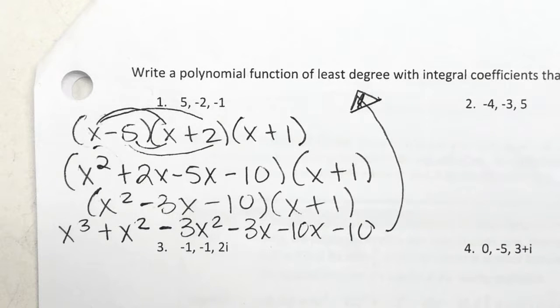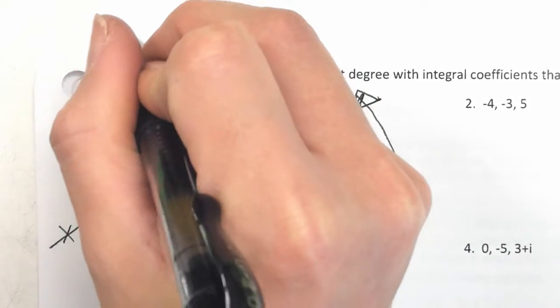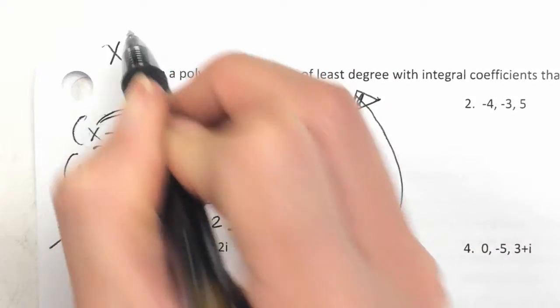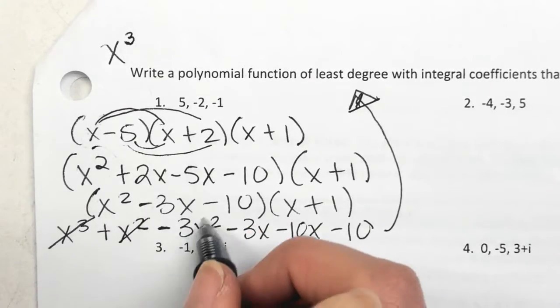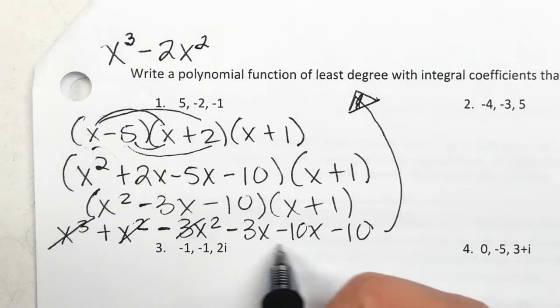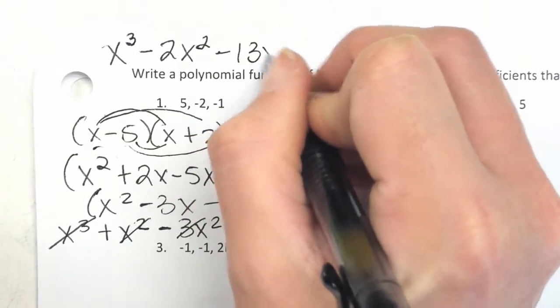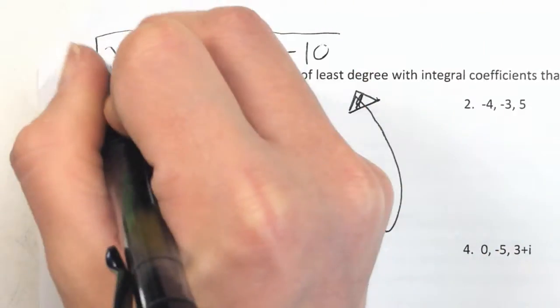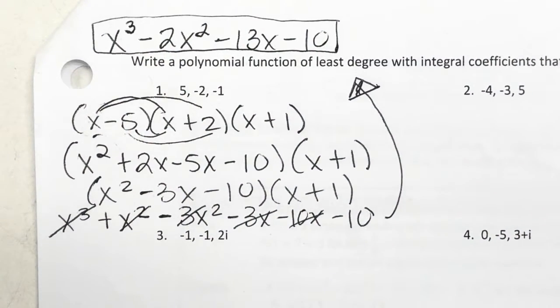Alright, what's my biggest term? And I'm talking about as far as exponents. X cubed, we'll write that first. It doesn't have any like terms, correct? X cubed. And then the x squared, if I combine them, I'll have what? Negative 2x squared. Very good. And then good, negative 13x. And last, negative 10. Good. That's it. Any questions about that?